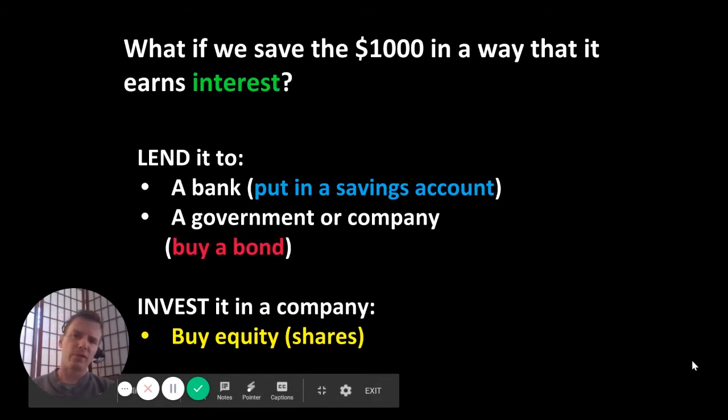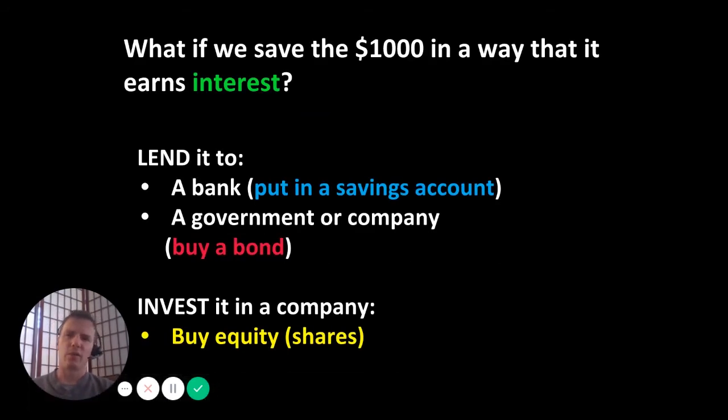So, for example, what if we save the $1,000 in a way that earns interest? We've already talked about in lecture 2 one particular way that we could earn interest on that $1,000. We could lend it. We could lend it to a bank, in other words, put it in a savings account. We didn't talk about that last time, but we did talk about lending it to a company or even a government by buying a bond. We could also invest it in a company. We could buy equity or shares in a company.